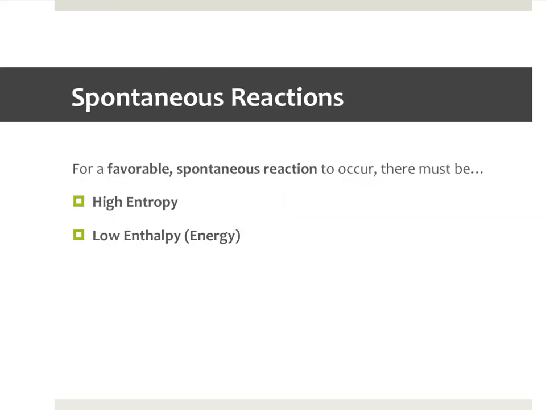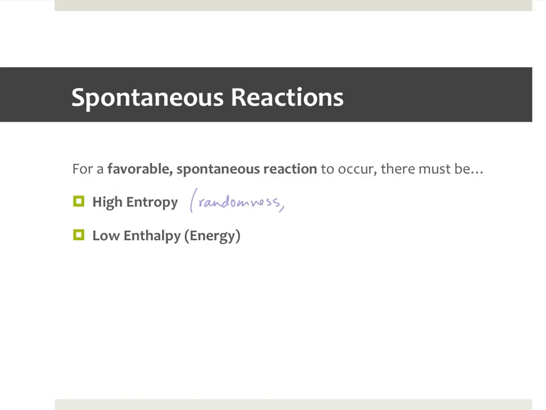And lastly, we have to talk about spontaneous reactions. And this here is related to both entropy and enthalpy, or energy. You might see energy as a substitute for enthalpy, or heat of reaction. So the system or the universe tends to lean towards one way for more favorable spontaneous reactions. And so in order for that to occur, you need to have high entropy. So that's a lot of randomness.